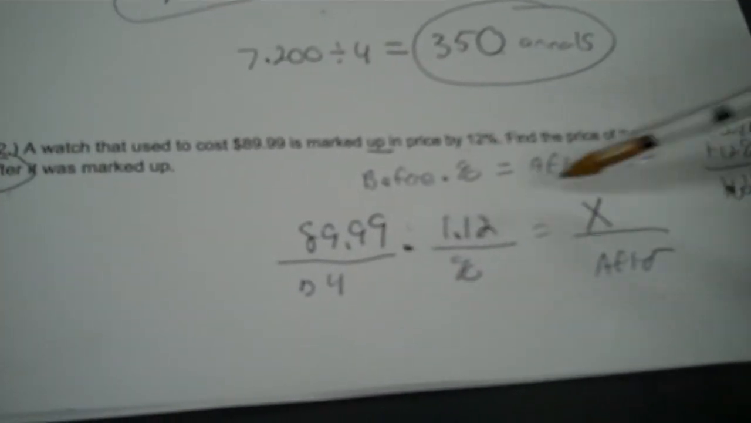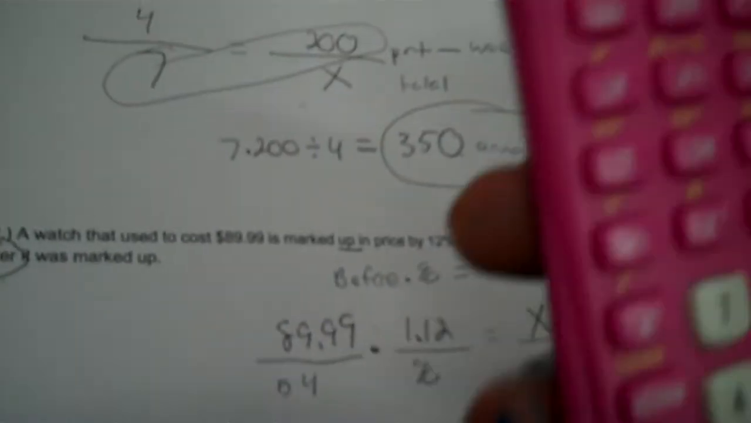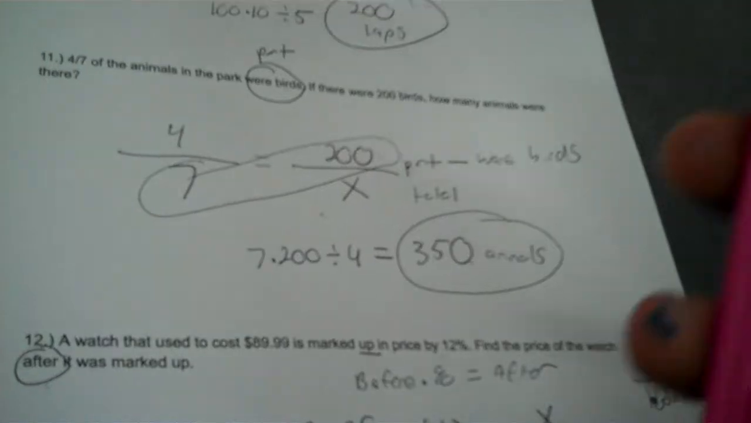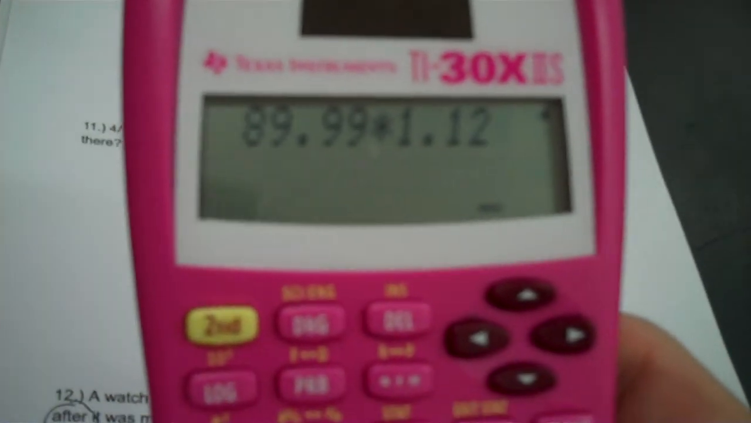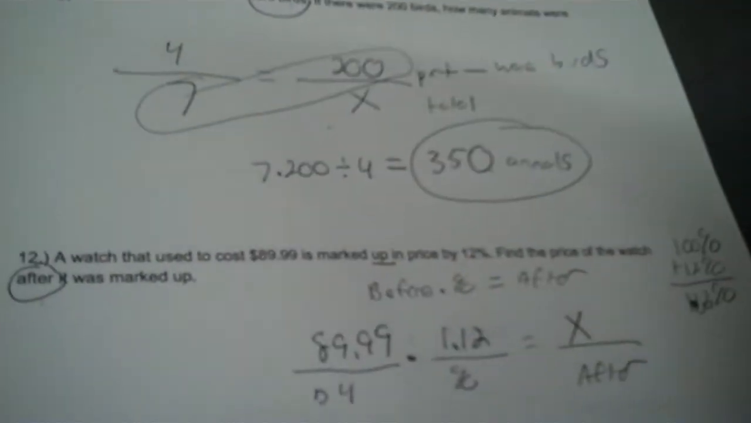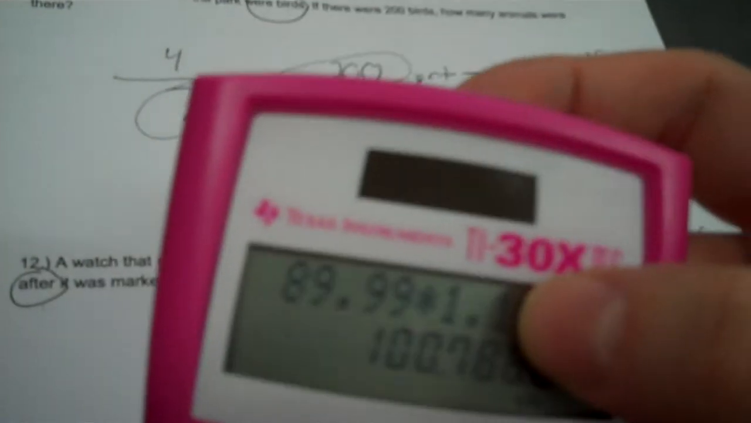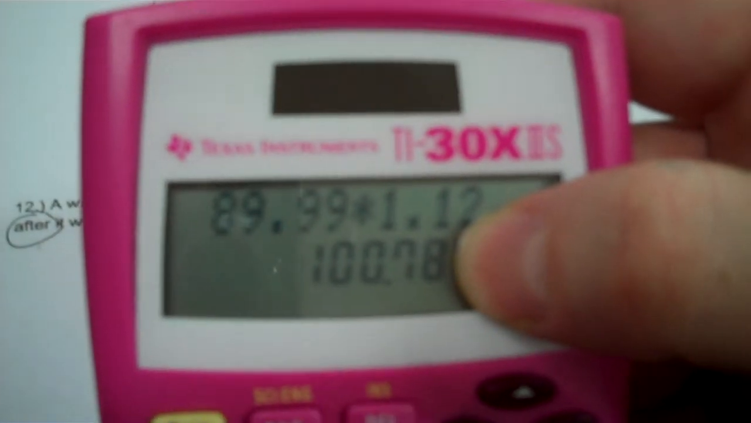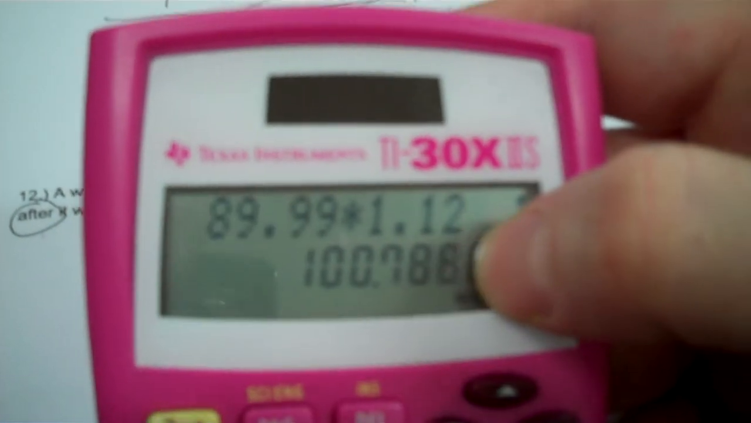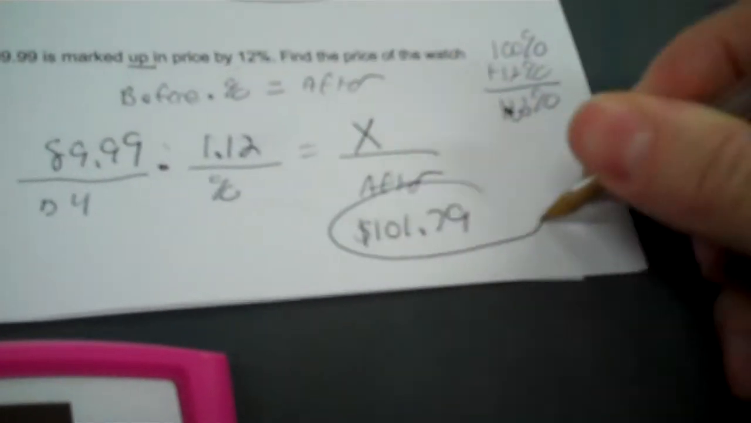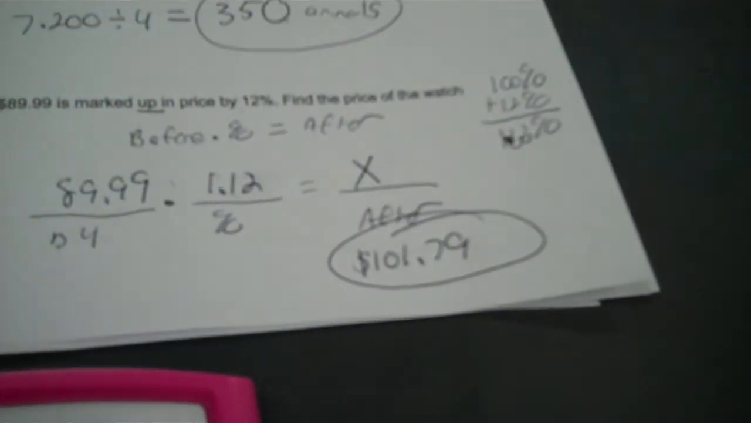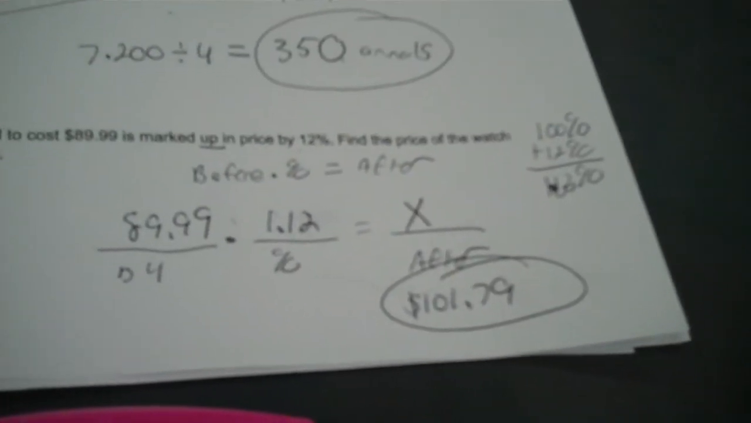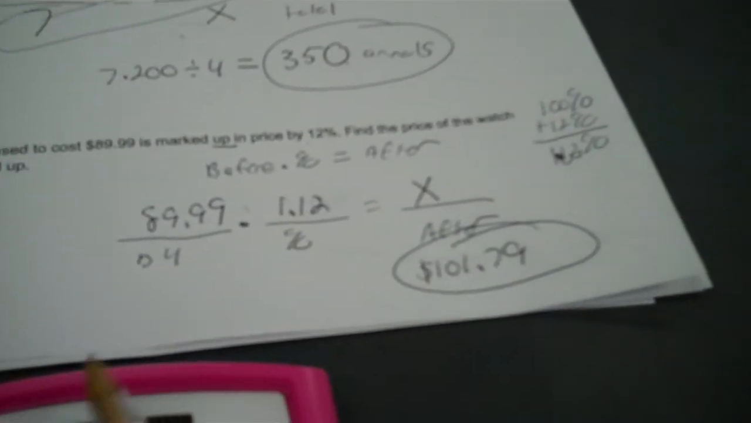And I can then just multiply these. So $89.99 times 1.12. Now you're talking money amounts here, so we just want two numbers after the decimal, $100.78. It would actually go to 79 cents, but I'm not going to nitpick if your rounding isn't exact. So it's going to cost $101.79 after they mark it up, which makes sense, okay?